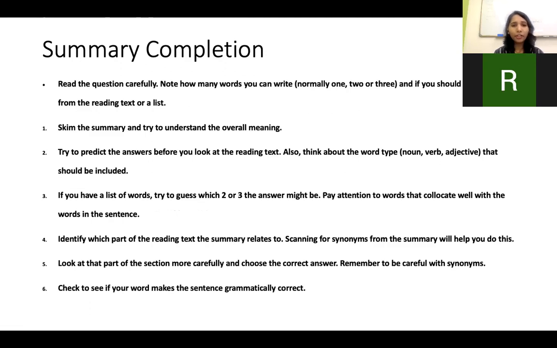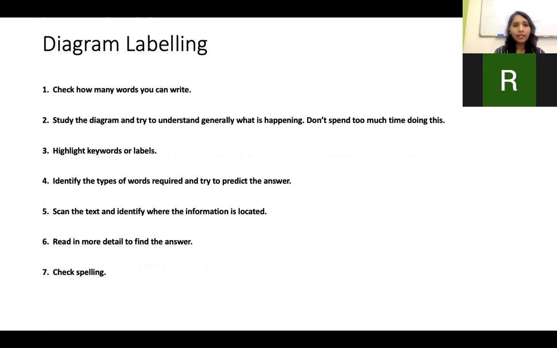And then your summary completion, we just discussed this. Diagram labeling is another question type. We are not going to solve this question type today, so I'll just leave it for now. We'll come back to it.